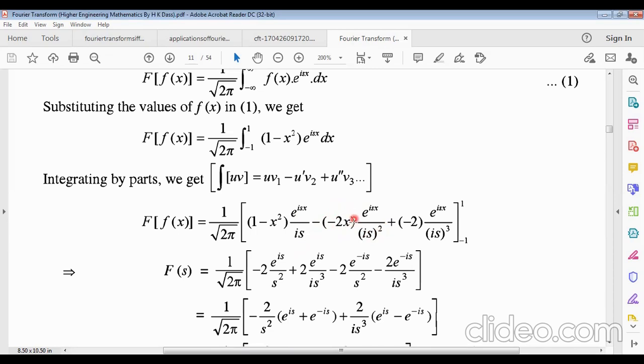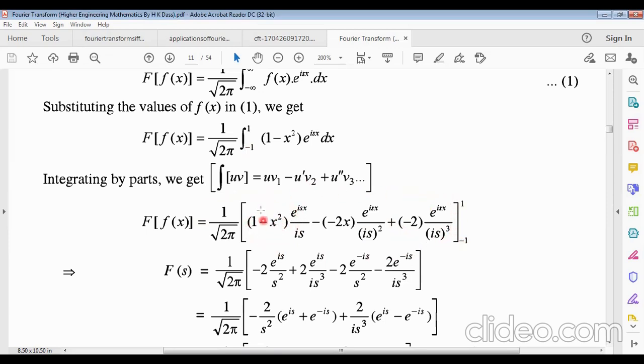Again the differentiation of minus 2x is minus 2, and the integration of e to the power isx gives e to the power isx divided by is whole cube, just using this chain formula. Now the differentiation of minus 2 will be 0, so we stop here. We have finished the integration. The upper limit will be 1 and the lower limit will be minus 1.